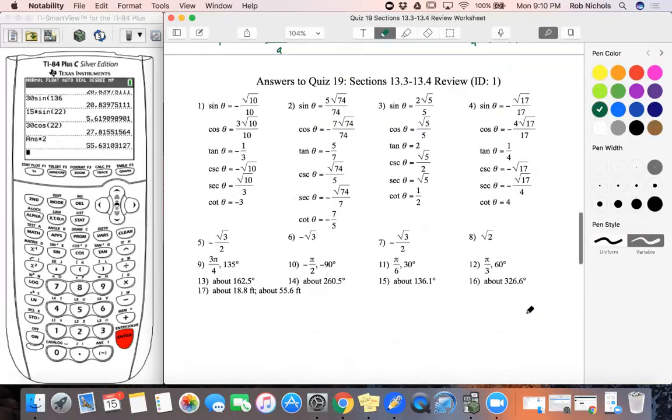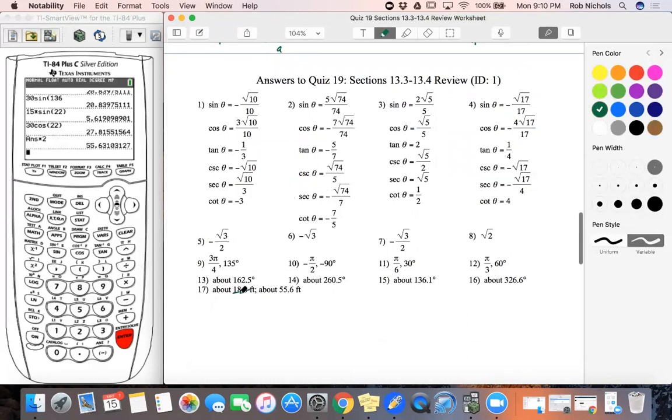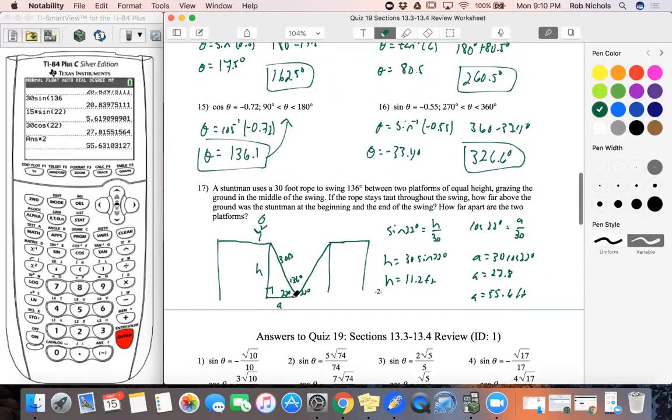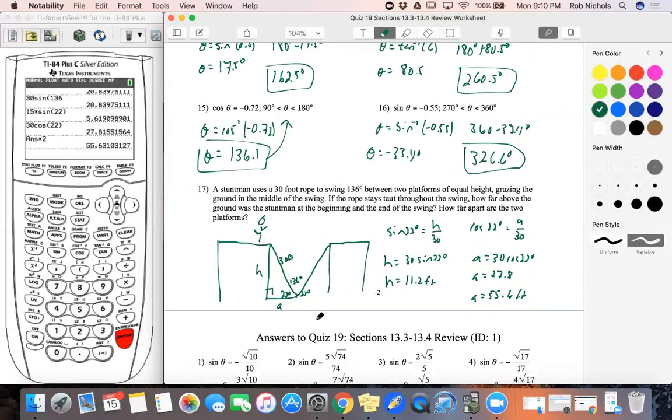So I'm thinking this probably should be 11.2 on your answer sheet. And that's correct, the way I drew the picture, that's what I'm looking at. All right. So there you go for your quiz.